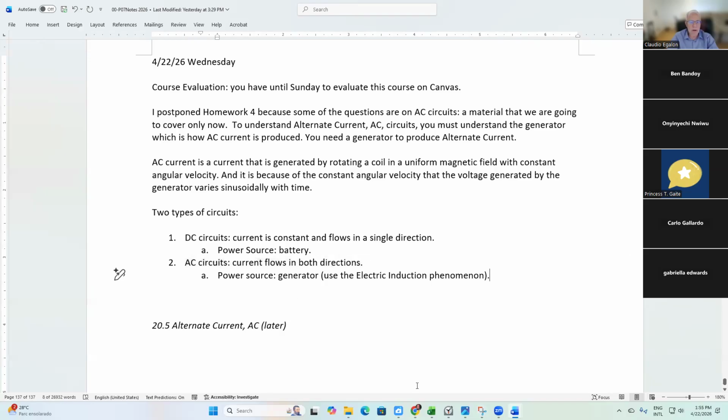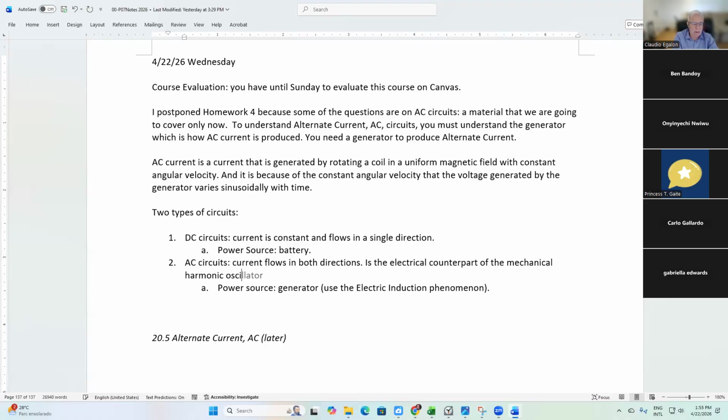It uses the electric induction phenomenon. We can say that the AC circuit is the electrical counterpart of the mechanical harmonic oscillator. A harmonic oscillator moves back and forth, right? The current in an AC circuit also moves back and forth in the circuit.